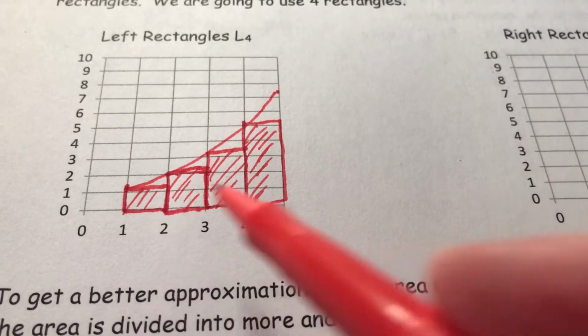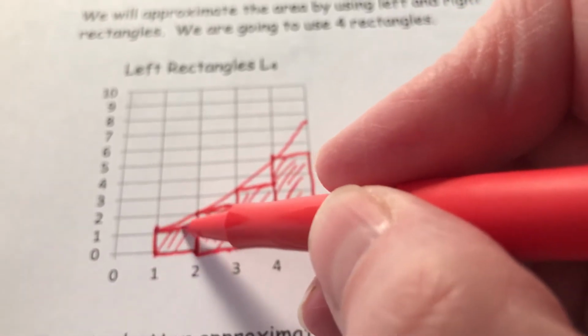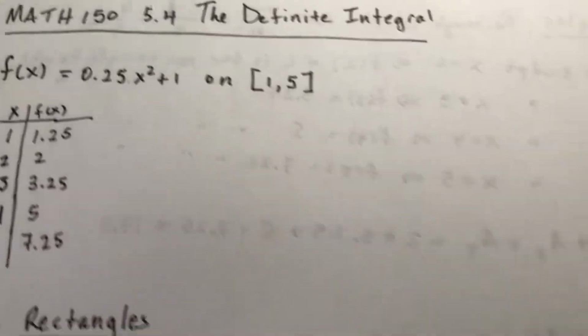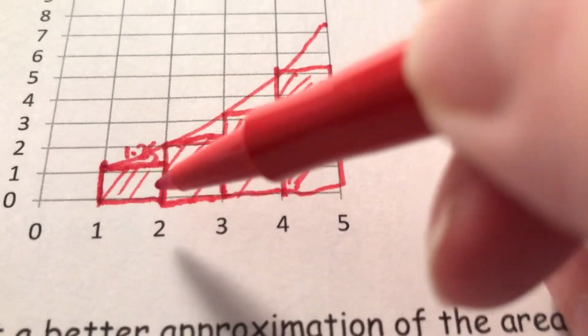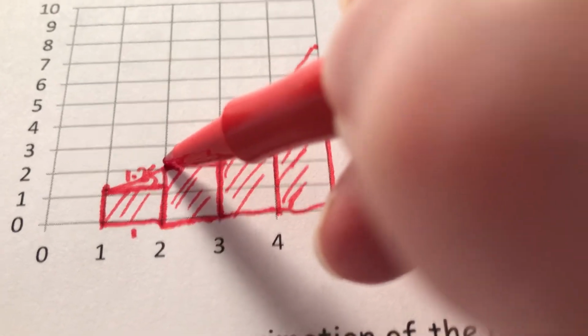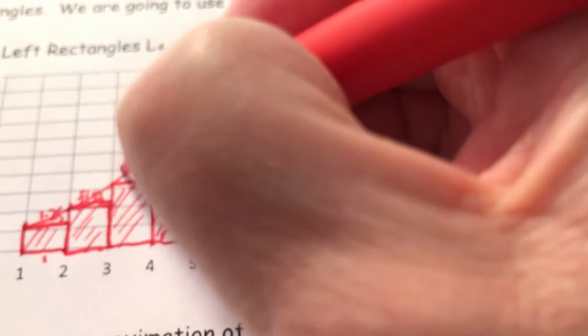So right here I have 4 rectangles. They're left because we're using the left-hand endpoint for the height. And remember, f of 1 is 1.25, which I got from plugging 1 in here. So the height of this rectangle is 1.25. And the width is 1. So this is a 1. And the height of this one is as high as the left-hand endpoint, f of 2, which is 2. So the height of this one, I'm going to write it f of 2. That's the height of this one. The height of this one is f of 3. The height of this one is f of 4.